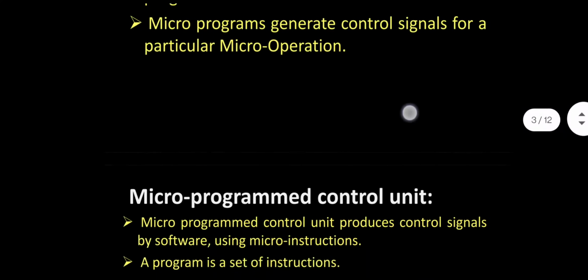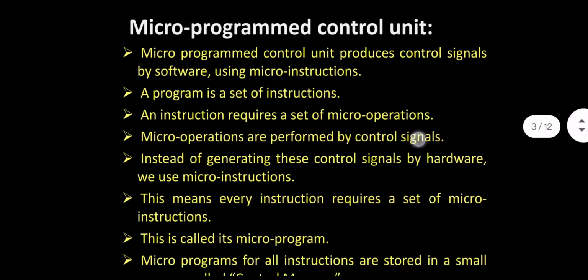Let us know about the microprogrammed control unit. The main function of the microprogrammed control unit is that it produces control signals by software using the microinstructions. As I said before, a set of instructions is called a program, and instructions require a set of micro operations to be operated. Micro operations are performed using control signals.